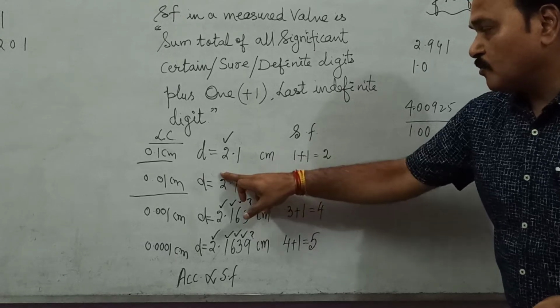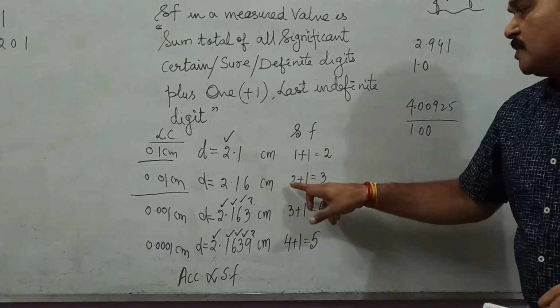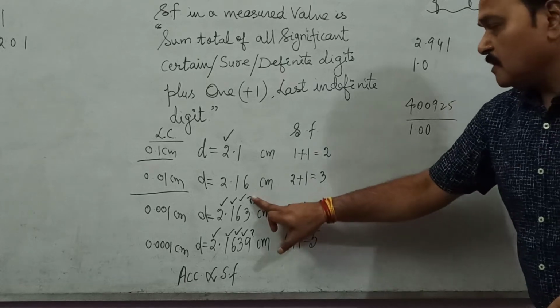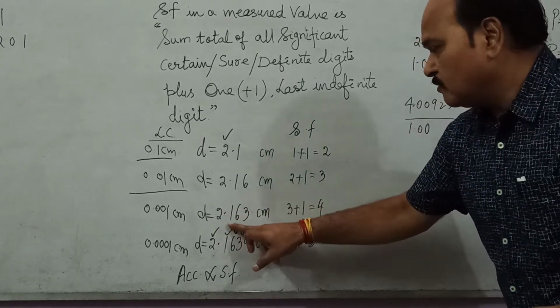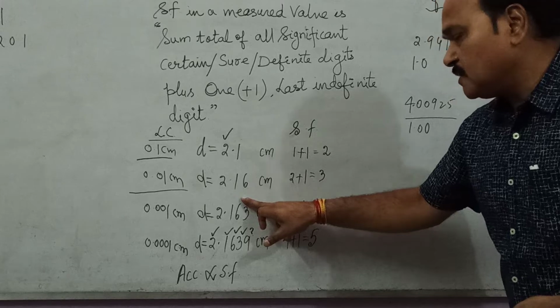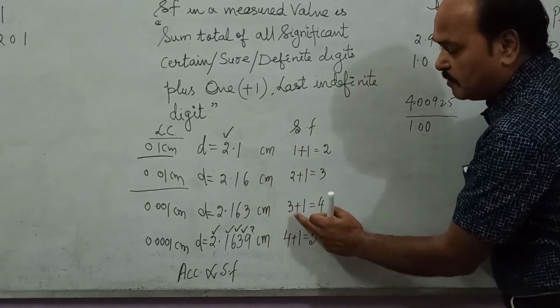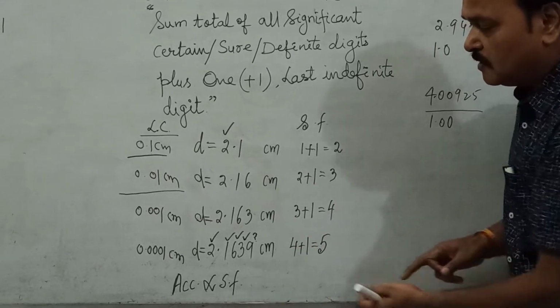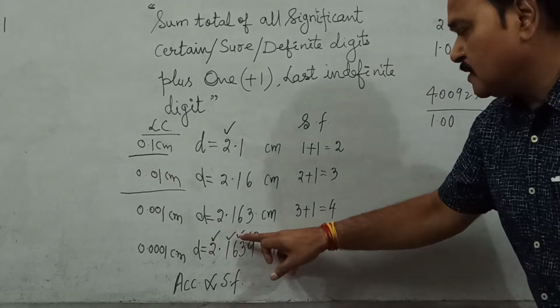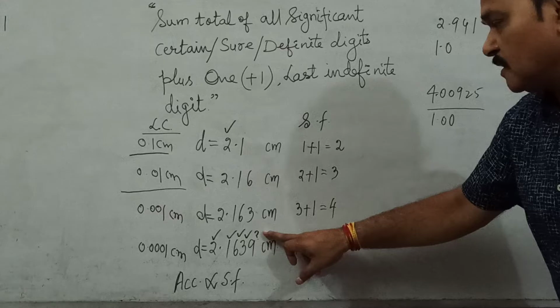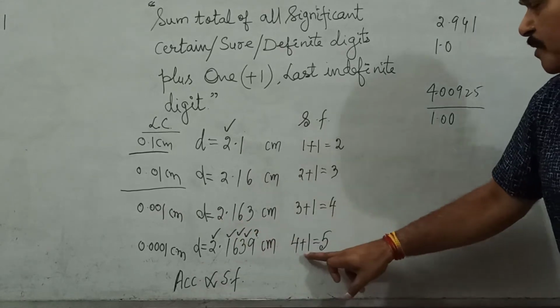So the sum total of sure as well as unsure digits is what? 2 plus 1, that is 3. Here these 3 digits are 1, 2, 3. These 3 digits are certain digits, and the last one, this is the fourth one, is uncertain. So 3 plus 1 is what? 4 significant figures. Similarly here, these 4 digits are certain and the last one is uncertain, and the sum total is what? 4 plus 1, 5.